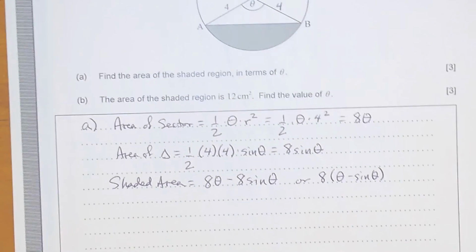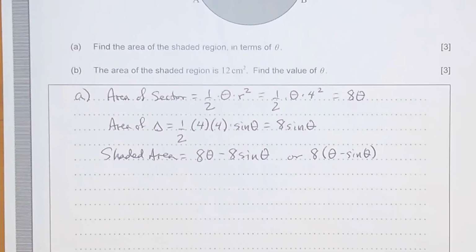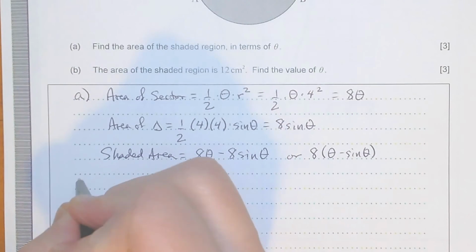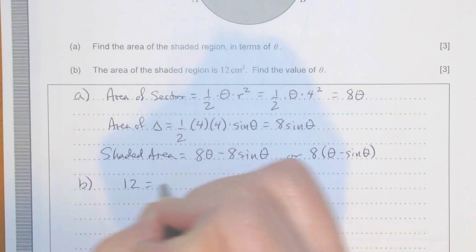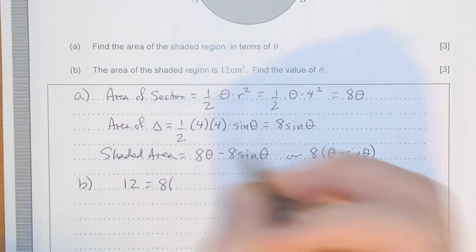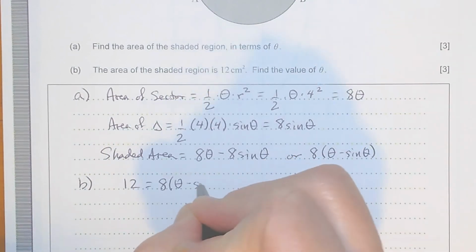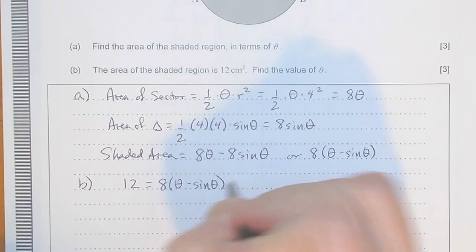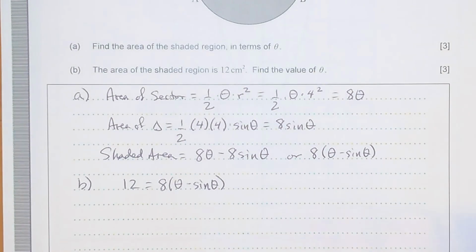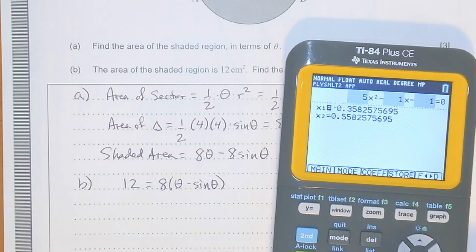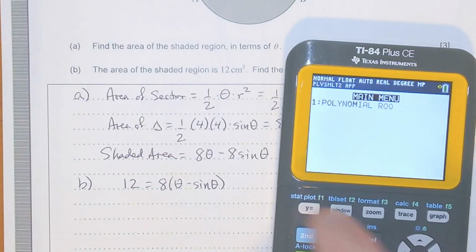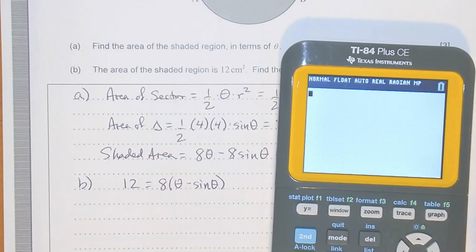Okay, now it says for part B, the area of the shaded region is equal to 12, and we have to find theta. So I'll simply set 12 equal to 8 times theta minus sine theta. Now it's really important that you remember that your calculator needs to be in radian mode, and I better get out of this. So notice that it tells me I'm in radian mode.